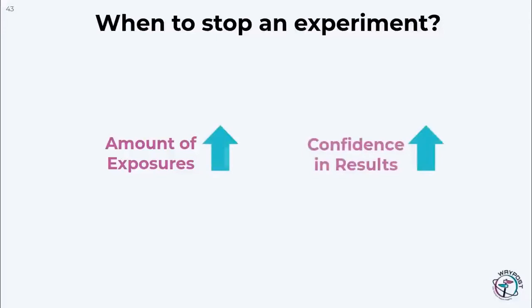We now know how to set up an experiment with Waypost, but after you start one, how do you know when to stop it? The most common way is to wait for enough people to be exposed to an experiment, since the more people in an experiment, the more likely you can trust your results. That's why the Manager app provides regular updates on the amount of users exposed to an experiment.